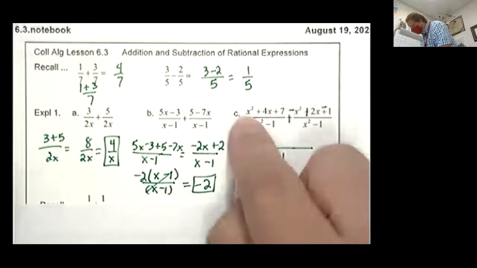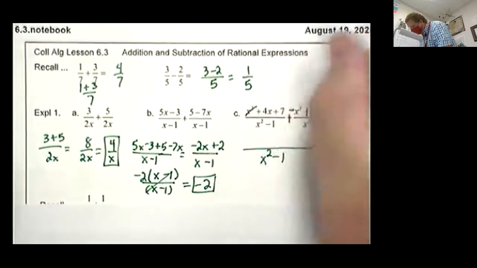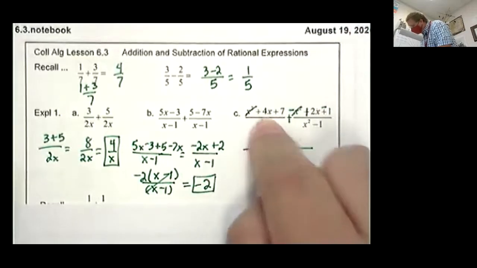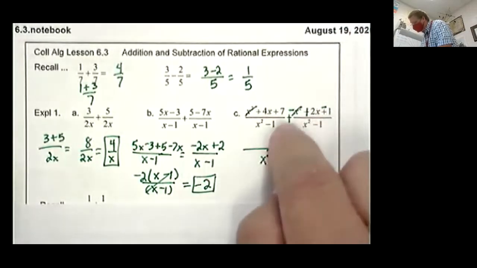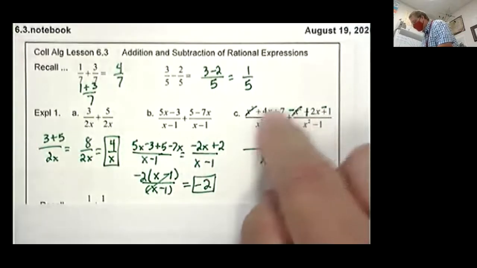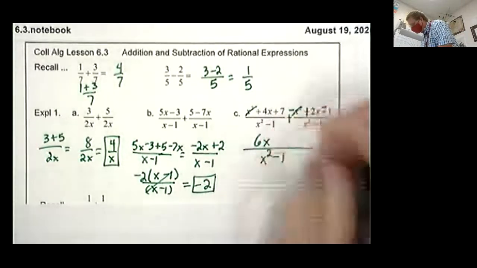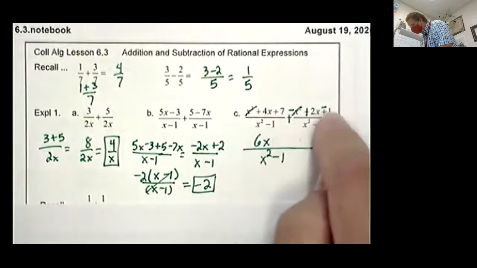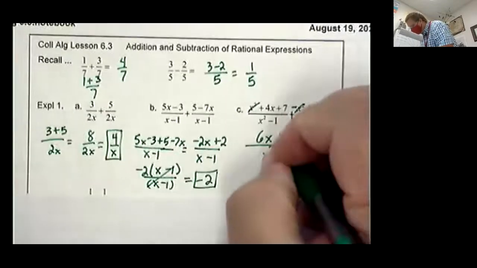So now I have x squared plus negative x squared. That cancels. 4x plus 2x, right? That was minus and negative, which becomes plus. 4x plus 2x is 6x. And then 7 plus negative 1, right? 7 minus 1, either way you want to think about that, is plus 6.